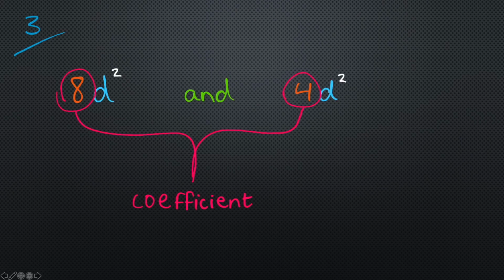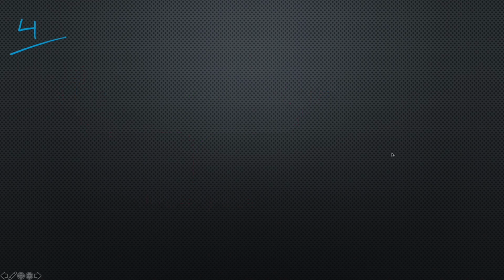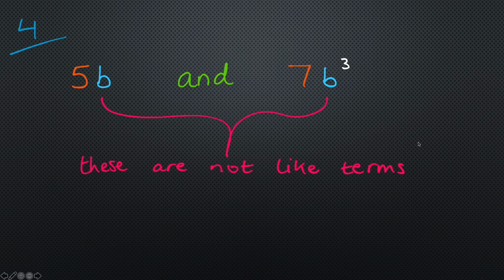And just as a note, this is what we call the coefficient, and it is the number that comes before the letter. It's useful to know this for when we are working with like terms and we start to do different things like add them together. So looking at our next pair of 5b and 7b cubed, are these like terms? No, they're not, because while they may look like like terms as they have the same letter, they do not have the same power, therefore they are not like terms.